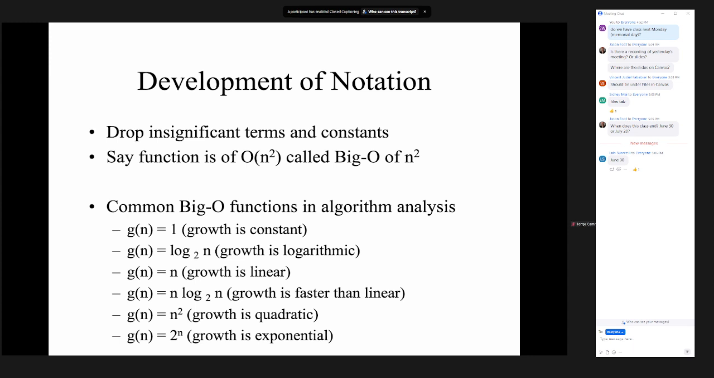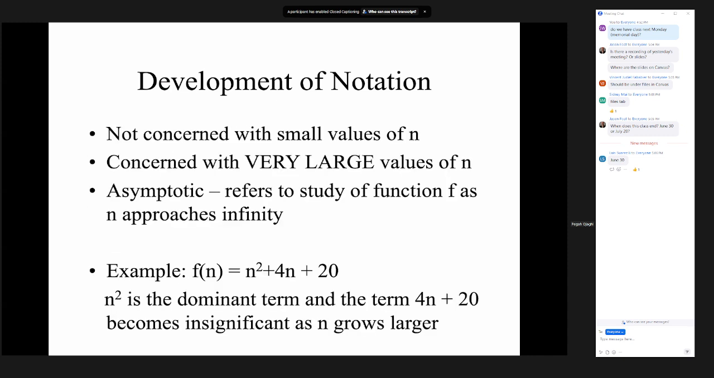No. So, say I have the function n plus 1. If n is 1, 2, or 3, the 1 is important: 1 plus 1 becomes 2, 10 plus 1 becomes 11. But if I have 1 million, does that one become important? Going back here, for example, if this n is millions, is this 20 going to be really important when I compare it to millions? No, right? So you can drop it.